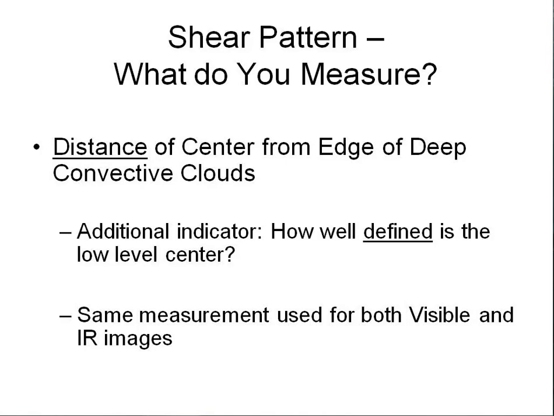Now we'll discuss T-number assignment with the shear pattern. The primary indicator of intensity is the distance of the low-level center from the edge of the deep convection. In addition to this, distinct, well-defined low-level cloud centers are indicative of slightly higher intensity, while poorly defined centers indicate a weaker intensity. Again, with the curved band, the same approach is used with both visible and IR images.